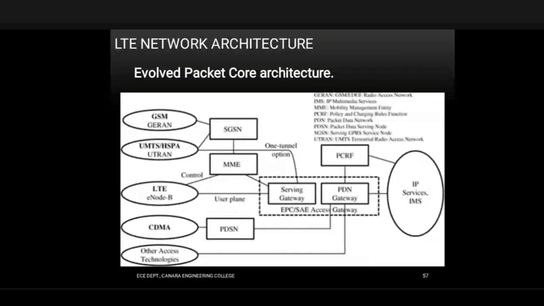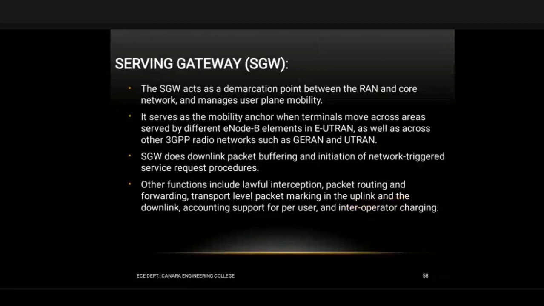LTE has direct connectivity from the serving gateway, and there's a bypass through the MME, and GSM connects to SGSN, and even HSPA connects to SGSN, but HSPA has a one tunnel option through the serving gateway that you just show, and CDMA connects through the PDSN, and there's other access technology connecting to the PDN gateway, and then the PDN gateway connects to PCRF and IP services. Okay, so these things you remember. Okay, so this is the explanation.